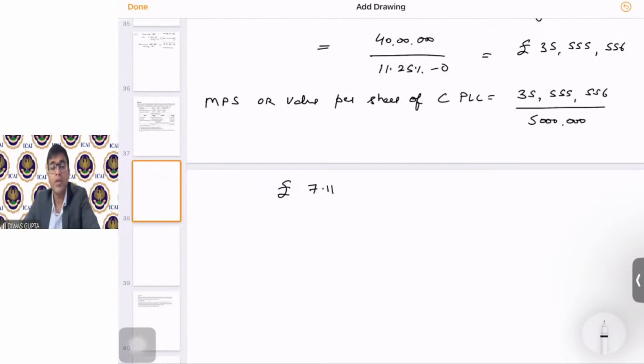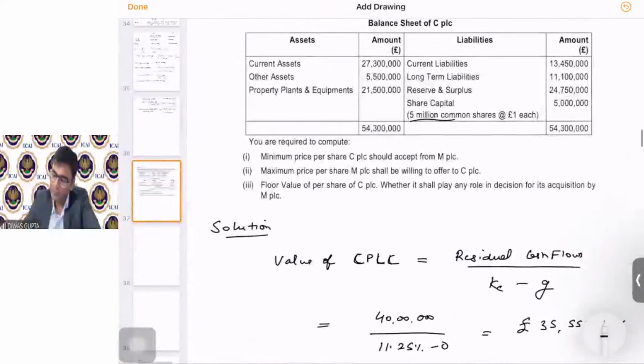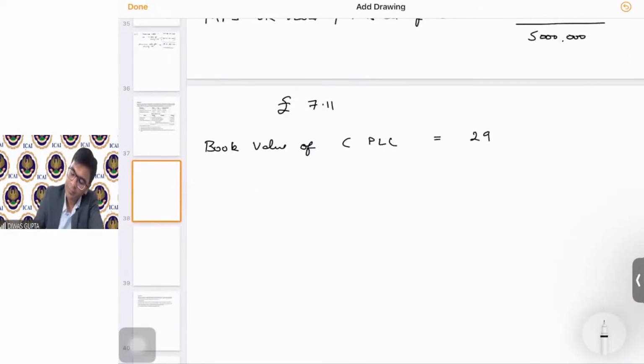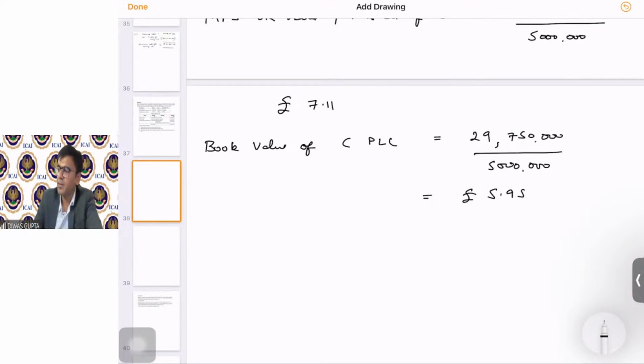A similar calculation we have to do for MPLC also, because for MPLC also we need to know what the overall value comes out to be. Before that, let's also compute the book value of CPLC because we have been given the balance sheet. Using that, we can calculate the book value. So the net worth is 24.75 plus 5 million, so 29.75 million becomes the book value. 29,750,000 divided by again 5 million gives us 5.95. This is the book value.